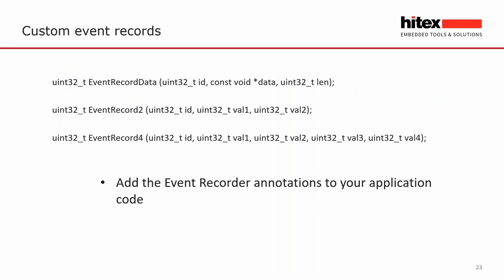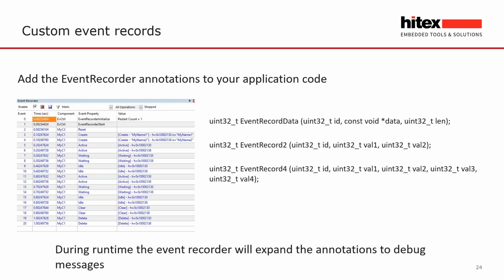Then in our application code, we've got various event recorder macros that we can add. Here we can put out the ID and any associated data that we want to send with that message. We add these tags into our code, then as it runs, these will start to appear in the event recorder within the debugger. There are a number of simple examples within the pack installer that you can see how this is structured and start to create these event annotations for your own code.